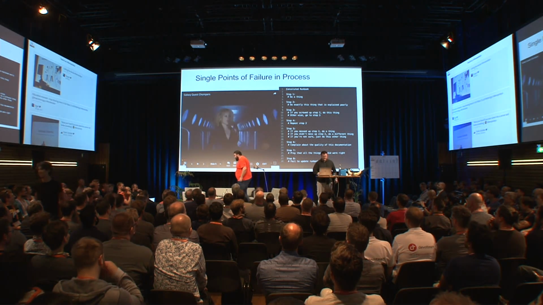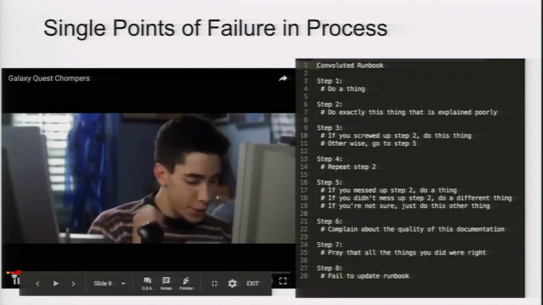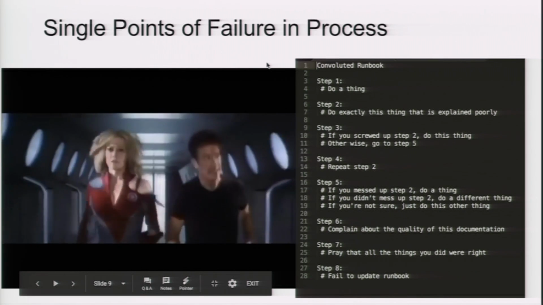Chompers? Take a left and then just straight on through the chompers. Chompers?